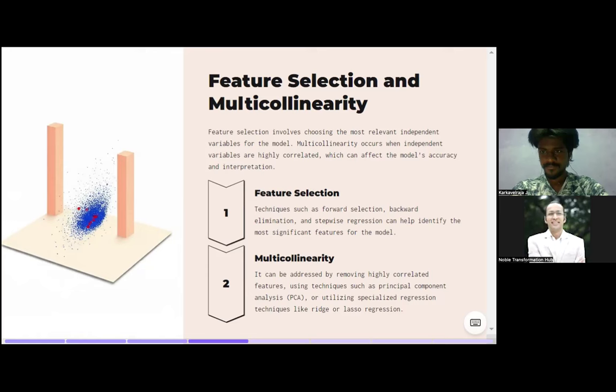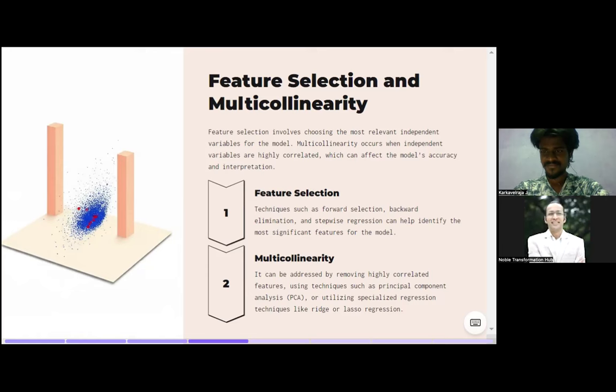I'd say the model might get confused, because when there are multiple highly correlated variables, it is going to get confused. So it will not give you the right accuracy or performance. That is the basic fundamental premise for multicollinearity. Then we have feature selection techniques such as forward selection and backward elimination. We use them. Stepwise regression can help identify the most significant features for the model. So these are the techniques which will help us with feature selection, so that we have better performance, guys.